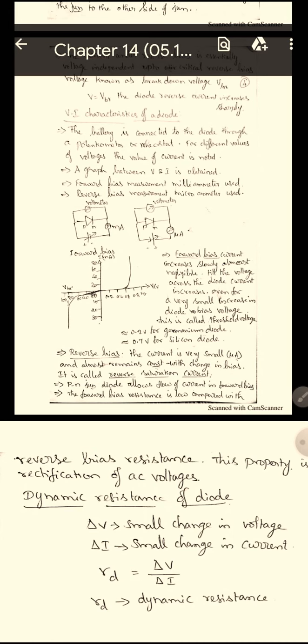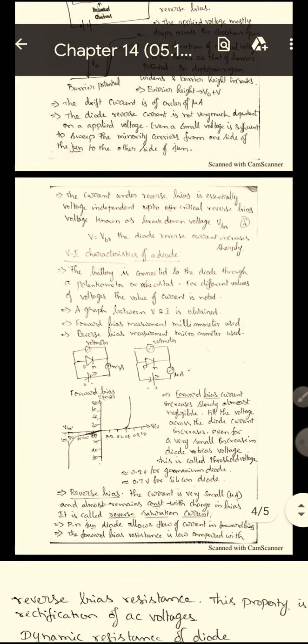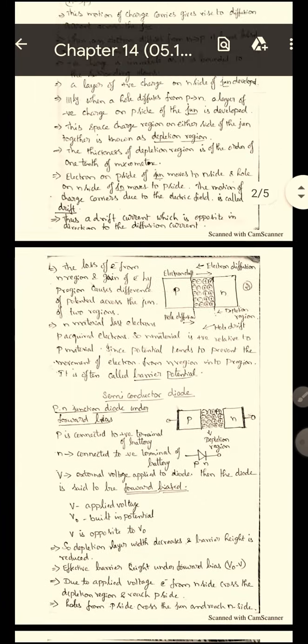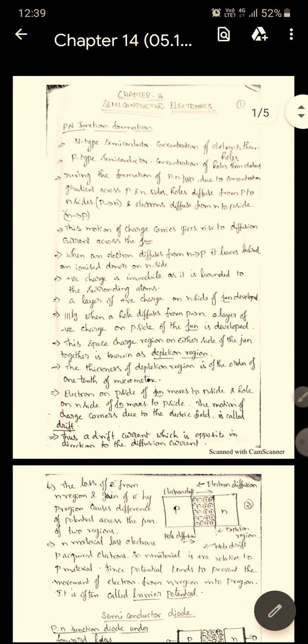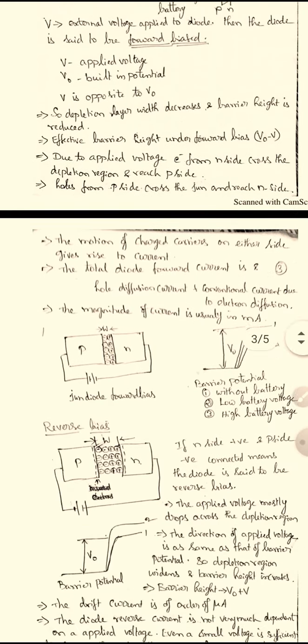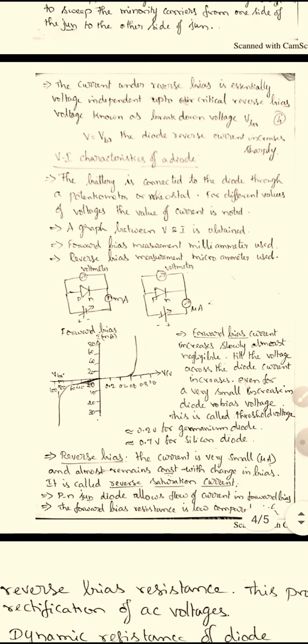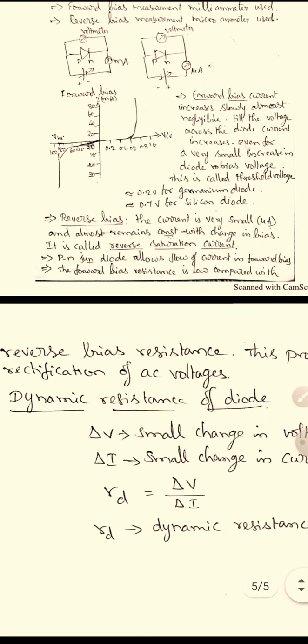Today we have studied how a PN junction diode is formed, the forward bias and reverse bias of a PN junction diode, then the VI characteristics of a diode, and then the dynamic resistance of a diode.